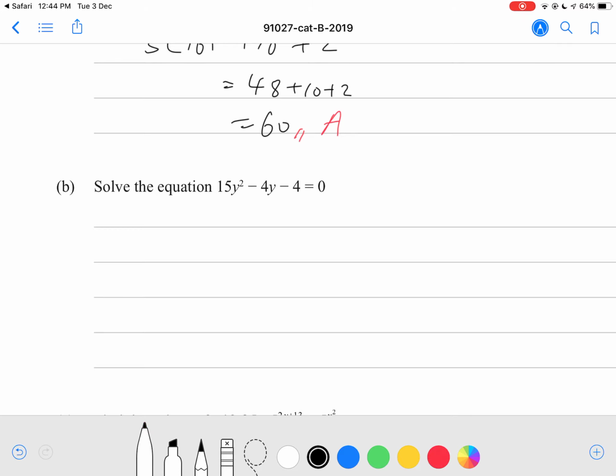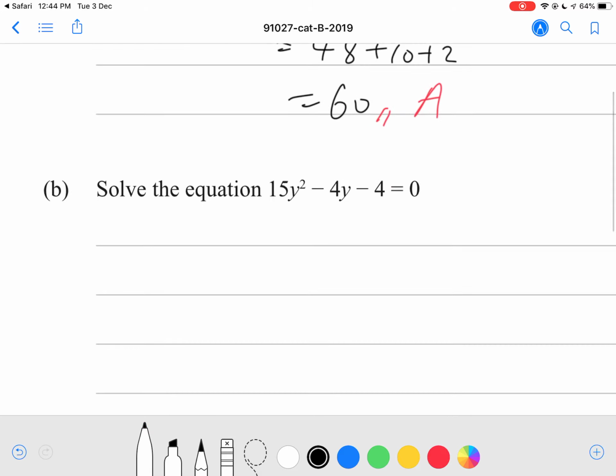Solve the equation 15y squared minus 4y minus 4 equals 0. So we're going to be factorizing this equation. So finding something that multiplies to negative 4 and adds to negative 4 as well.